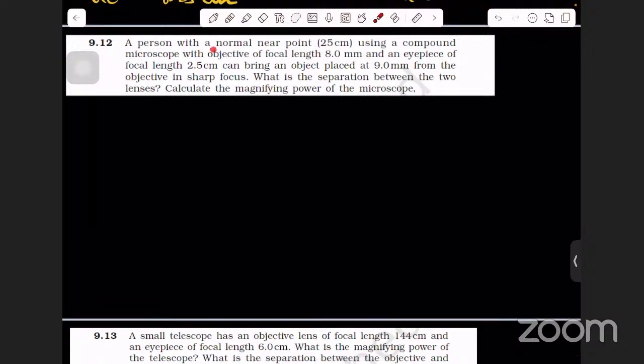A person with a normal near point, that is 25 centimeters, is again using a compound microscope with the objective of focal length 8 millimeters, eyepiece of focal length 2.5 centimeters, and can bring an object placed at 9 millimeters from the objective in sharp focus. All right. What is the separation between the two lenses? It's asking again D, right? So we wrote all the values.